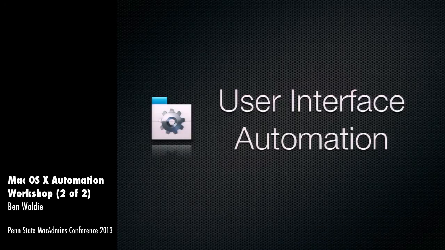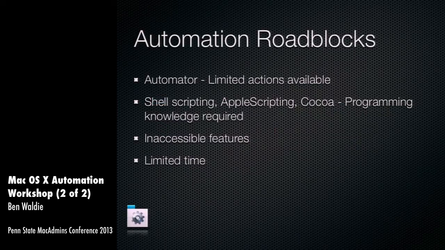Okay, so user interface automation. When you script stuff, you're going to run into limitations, whether it's with Automator or AppleScripts. There are going to be things that you might not be able to automate. So some of the limitations: there are limited actions available in Automator. You're only going to be able to automate things that actions exist for, unless you want to implement AppleScript in your Automator workflows.